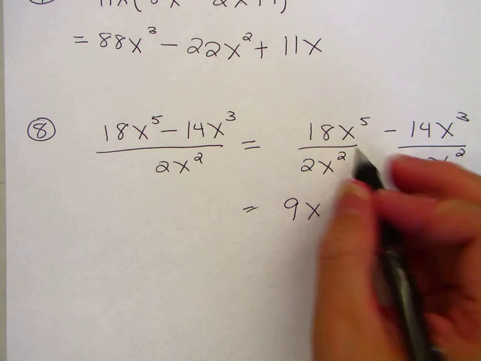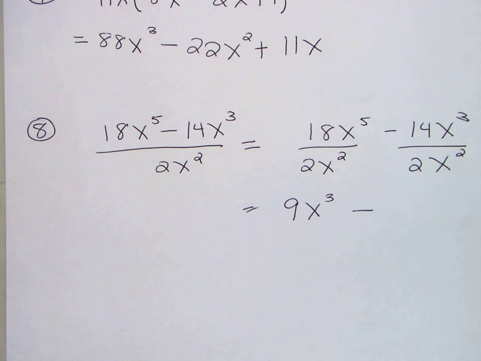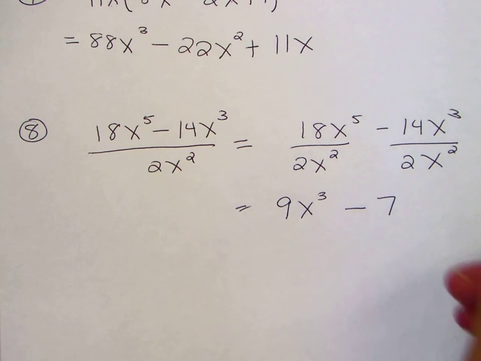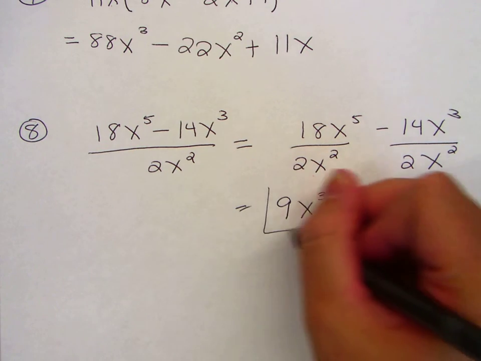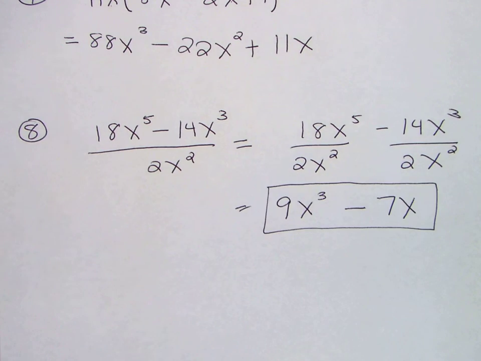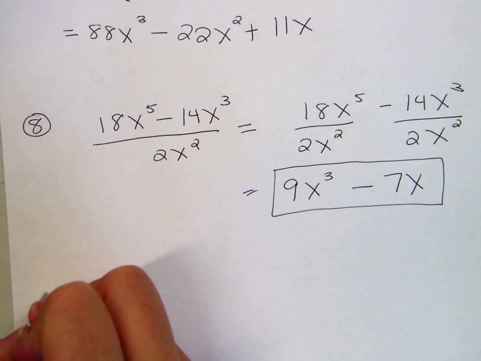5 minus 2 is 3. Minus 14 divided by 2 is 7. X to the third over x squared is just x. Again, you can put a 1 there if you want, but you don't have to. This whole thing is the answer. Okay.